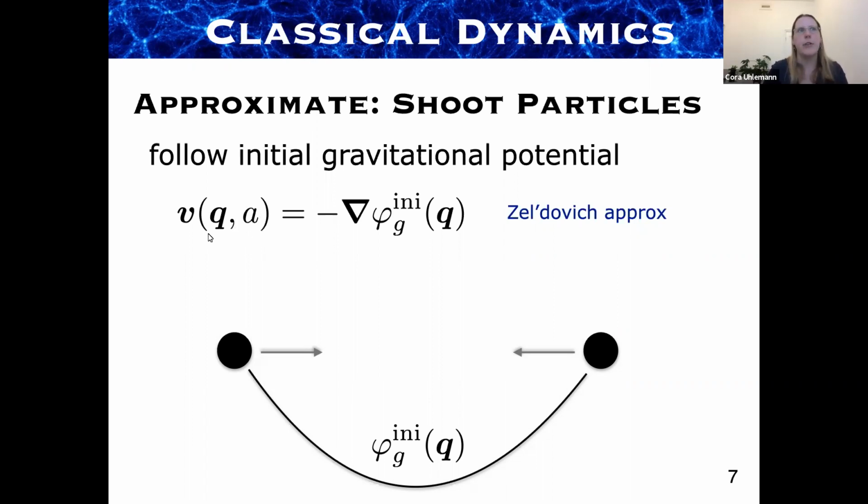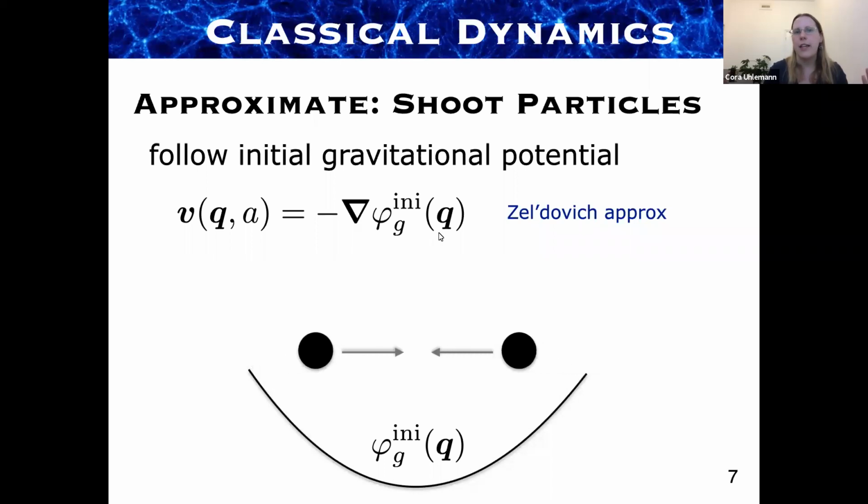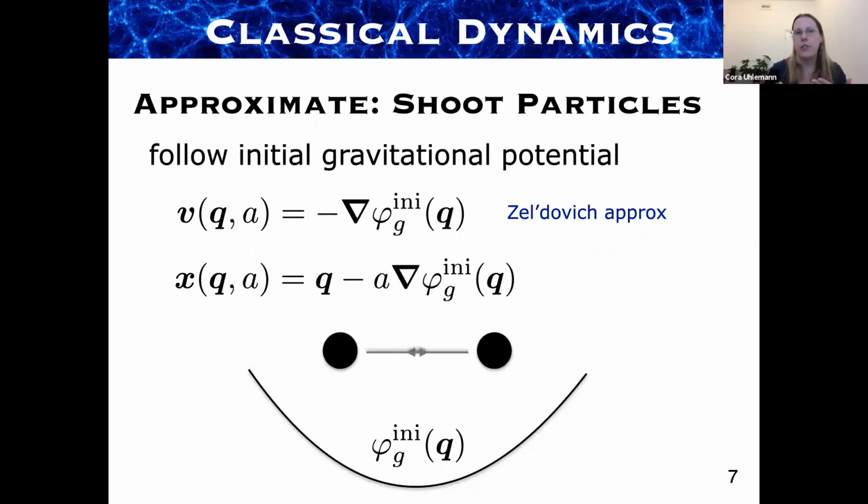So this Zeldovich approximation assumes that the velocity, if you follow a particle at a given time, just stays constant and is given in terms of the gradient of the initial gravitational potential. Now, naturally, if I wait for a time a, the particles will have displaced from their original position to the final position x. Here we can see that the final position x is given in terms of the initial position, and then the displacement that is given in terms of the constant velocity times the time.